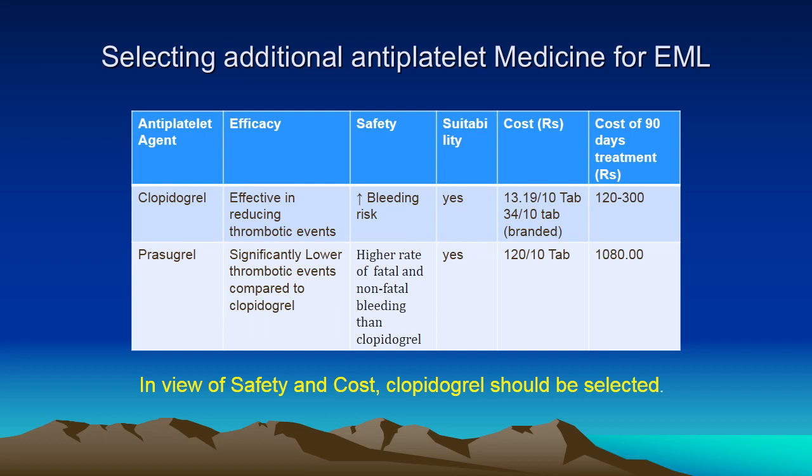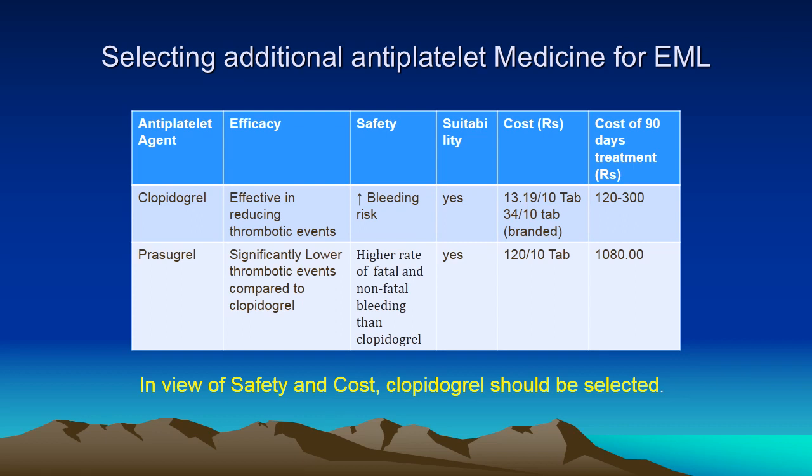prasugrel. Now, if you compare the efficacy in detail, we will find that clopidogrel is well known to be effective in reducing thrombotic cardiovascular events. Prasugrel came later, but it also significantly lowers thrombotic events as compared to clopidogrel. So we can say that efficacy-wise, prasugrel is better.